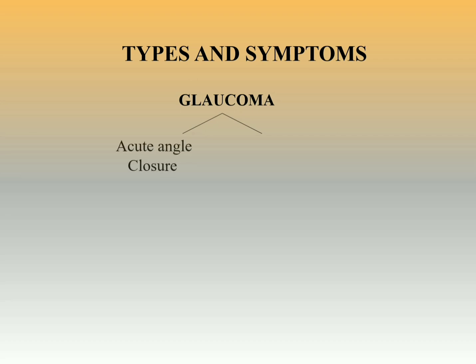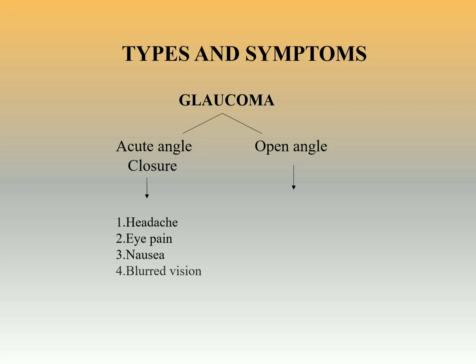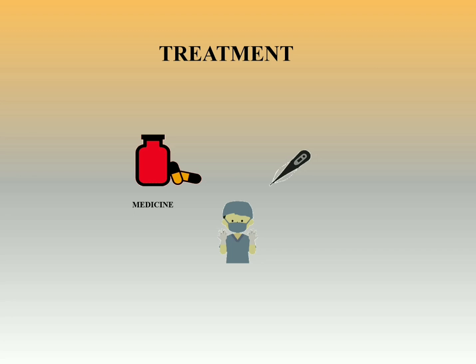The symptoms of acute angle closure include severe headache, eye pain, nausea and vomiting, blurred vision, halos around lights, and redness of the eye, and the symptoms of open angle include patchy blind spots and tunnel vision in the advanced stages. Treatment includes intake of medicine, laser treatment, and eye surgery.